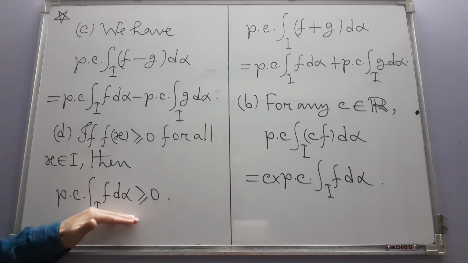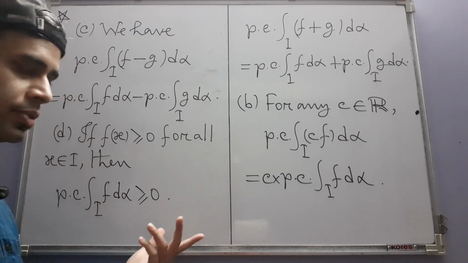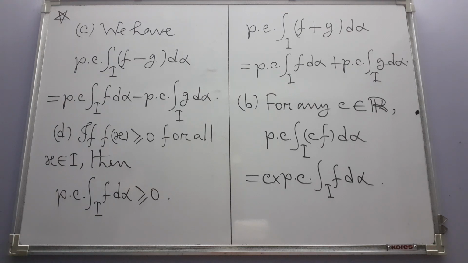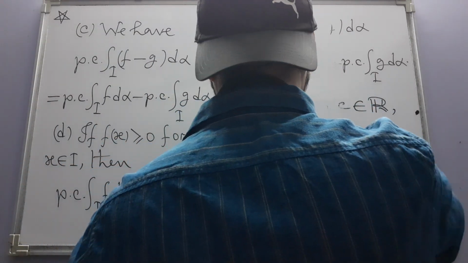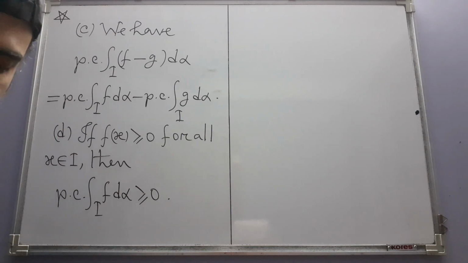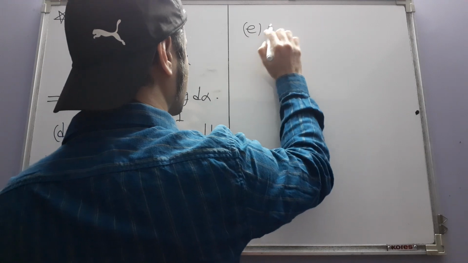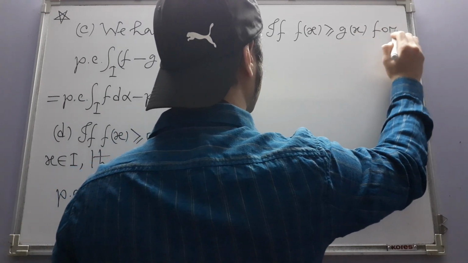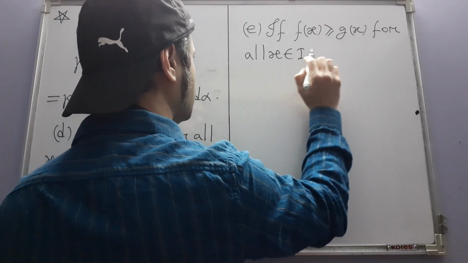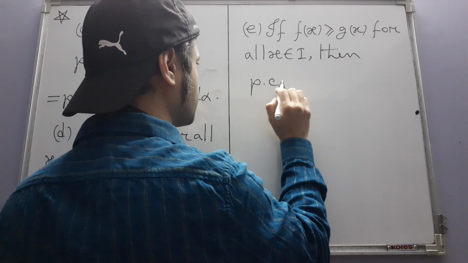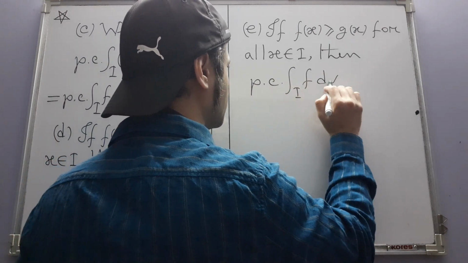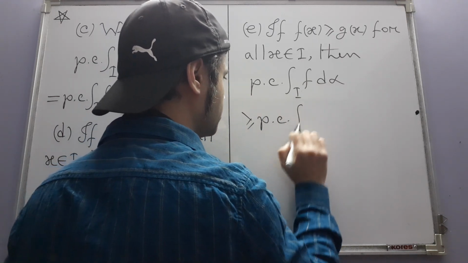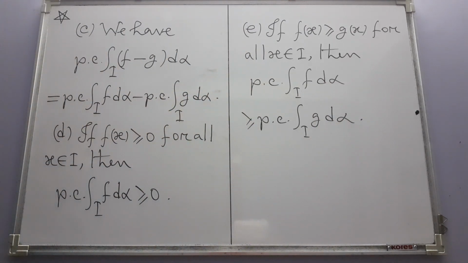And now if one uses parts C and D, then one gets a similar thing for the two functions f and g. If f dominates g, then the integral of f is also at least the integral of g, that is, it's greater than or equal to the integral of g. And by domination I of course mean this: if f of x is greater than or equal to g of x for all x in I, then this is greater than or equal to the PC integral of g. It's a straightforward application of this one and this one. You can immediately see.